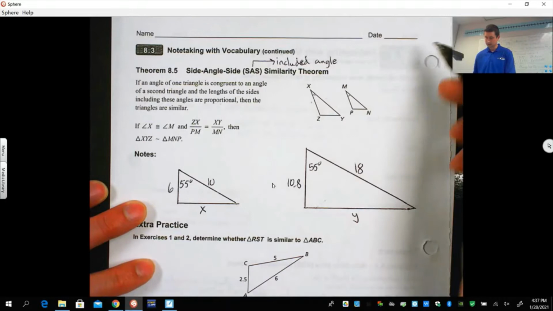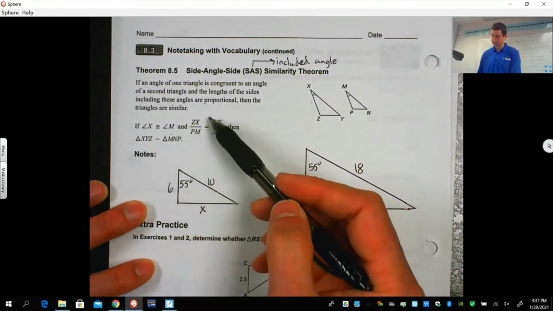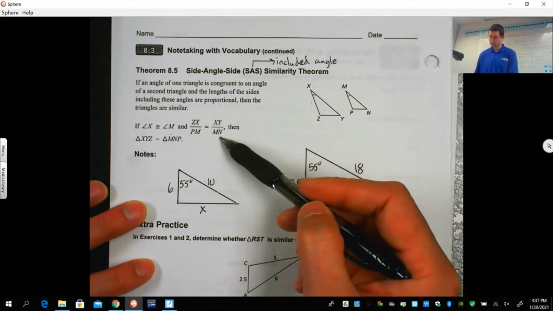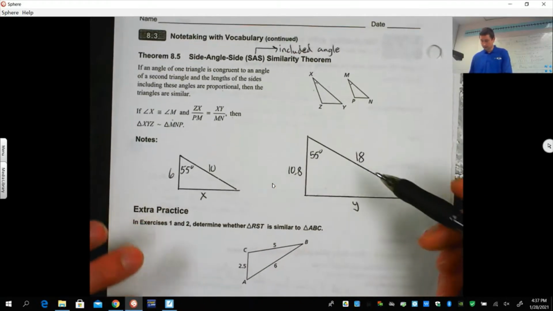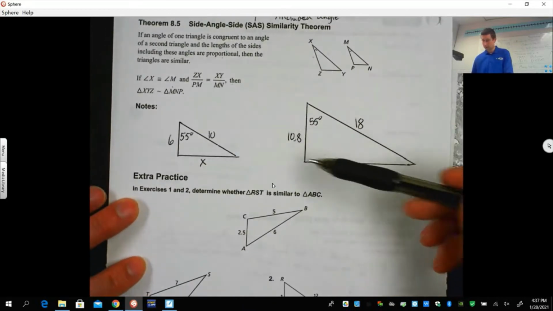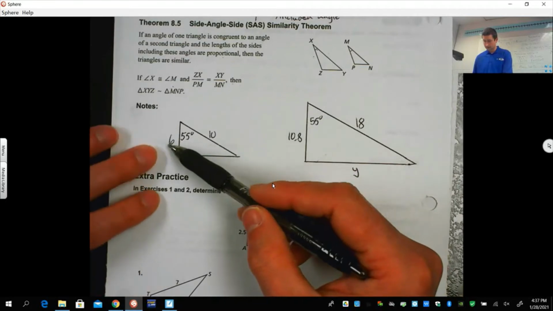Included angle. So if angle x is congruent to angle m, that means the same measurement, and zx over pm equals xy over mn, then the triangles are similar. So here we have two triangles. We're going to assume that they're similar. Okay? And we can show that here.